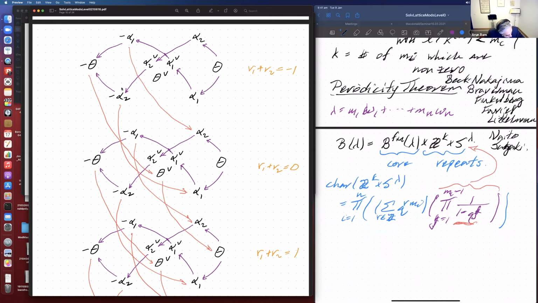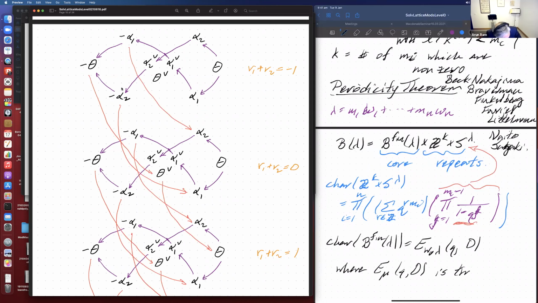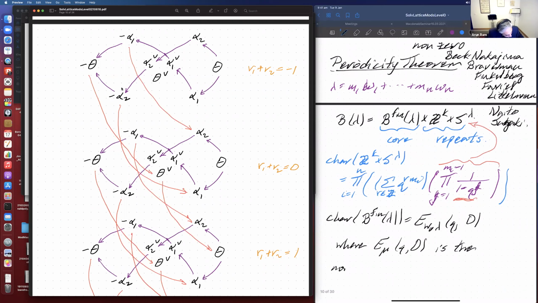And then the character of this finite part. So now this is the answer to the question about what its dimension is. It is E W naught lambda Q0, where E mu Q0 is the non-symmetric Macdonald polynomial at t equal to 0.